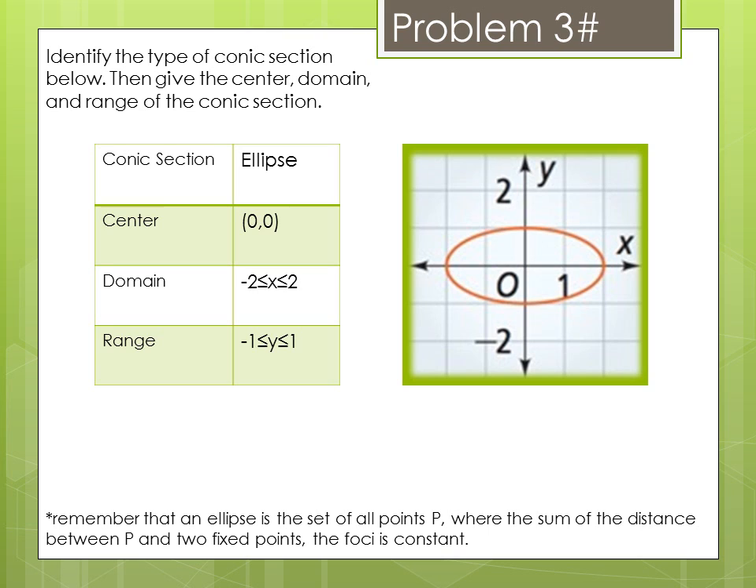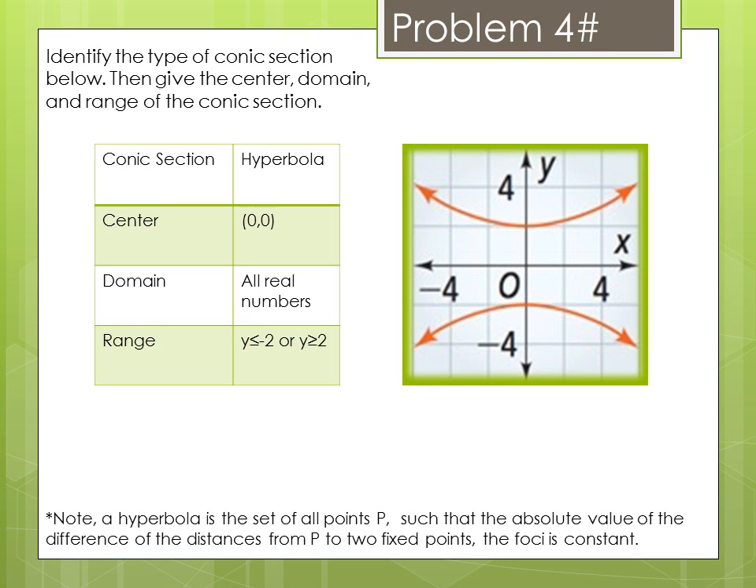By looking at this conic section, you can tell that it's going to be an ellipse, and its center is also at the origin. The domain is going to be at -2 is less than or equal to x, and x is less than or equal to 2. The range is going to be at -1 is less than or equal to y, and y is less than or equal to 1.